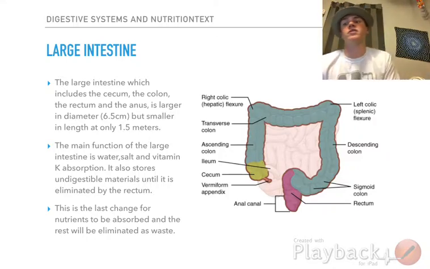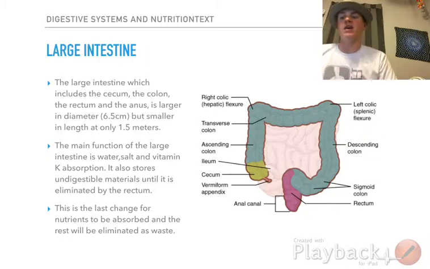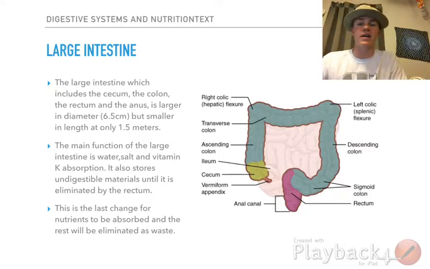The main function of the large intestine is water, salt, and vitamin K absorption. It also stores undigestible materials until they are eliminated by the rectum. This is the last chance for any nutrients that weren't absorbed previously in the small intestine to be absorbed, and the rest will be eliminated as waste.